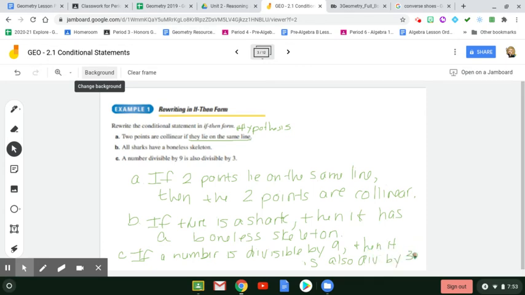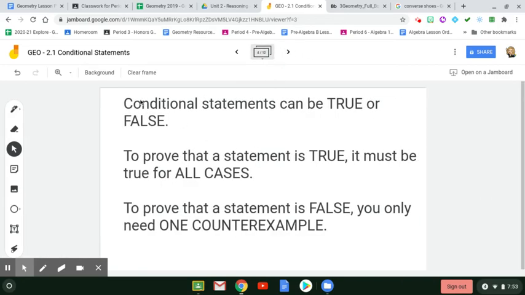And again, I'm not determining if this is true or false. All I'm doing is writing this as if and thens. All right. So these are all, again, called conditional statements because they can all be written in the form if and then. A conditional statement can be true or false.